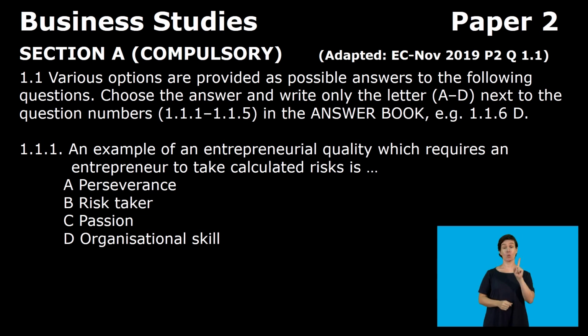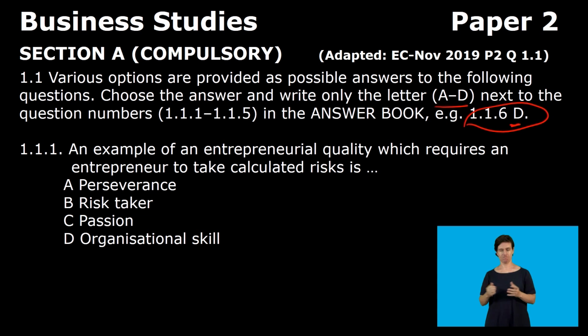So 1.1 says various options are provided as possible answers to the following questions. Choose the answer and write only the letter A to D next to the question numbers 1.1.1 up to 1.1.5 in the answer book, e.g. 1.1.6, the answer is D. So this is how you need to answer.